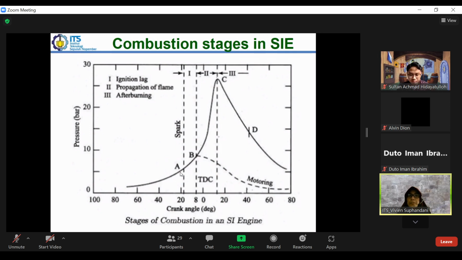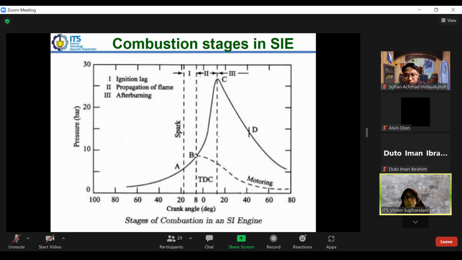And afterward, before it reaches the top dead center, the spark ignites. What happens is that it does not automatically burn the fuel inside, but it needs some time. This is called the ignition lag. We see that the spark starts to ignite at about point A, and then it starts to burn at point B. So the burning process starts at point B.